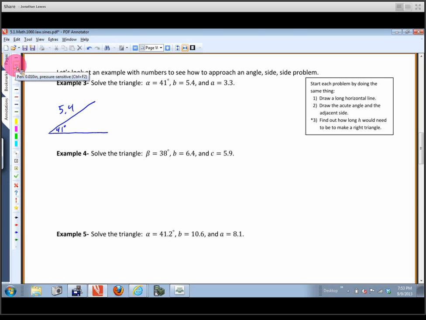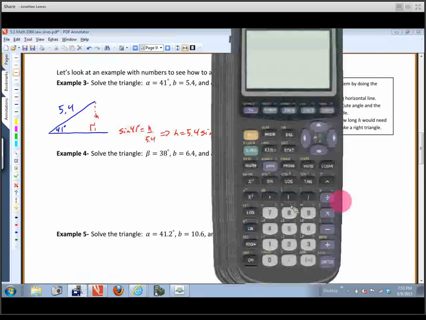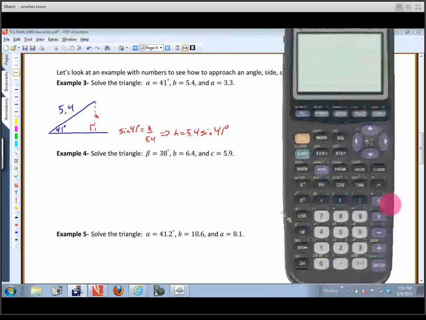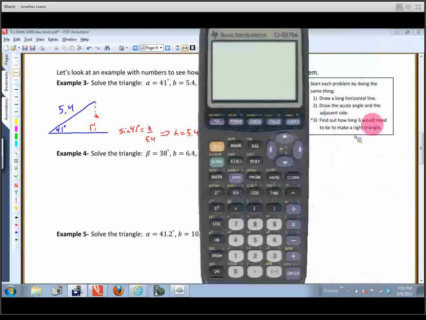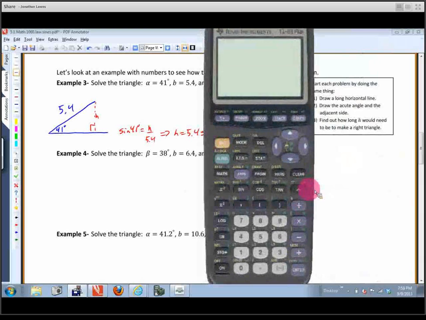Okay? So the next thing we do is figure out what H would be. That's actually a pretty easy calculation because the sine of 41 degrees should be equal to H, that opposite side over here, over the hypotenuse of 5.4. So that means H is going to be equal to 5.4 times the sine of 41 degrees. Let's grab the calculator and figure out what we've got here. Again, we're sticking with this process right here: find out how long H would need to be in order to make a right triangle.